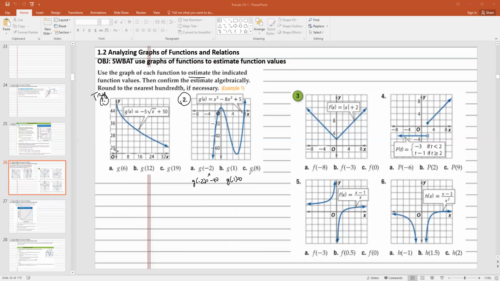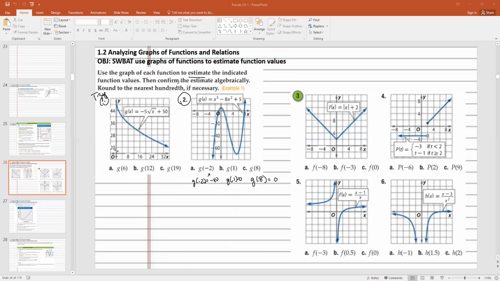And remember, estimates are anybody's guess. Could be right, could be wrong, could be close. G of 8, go to the 8, and there you go. That is also 0. What in the world? I'm sorry, I guess I got easy ones. Oh well, that's what happens, I guess.